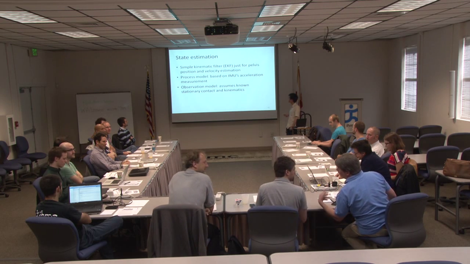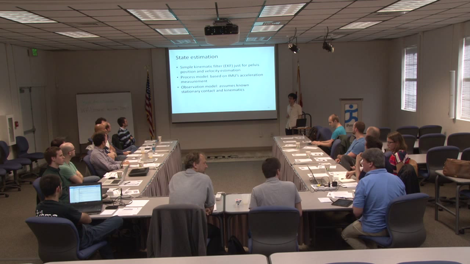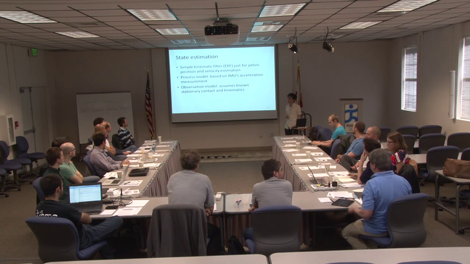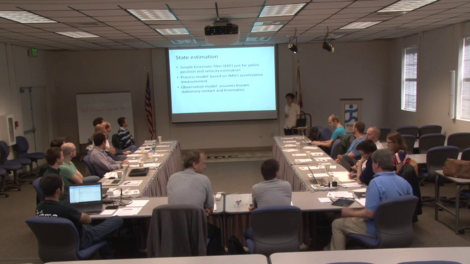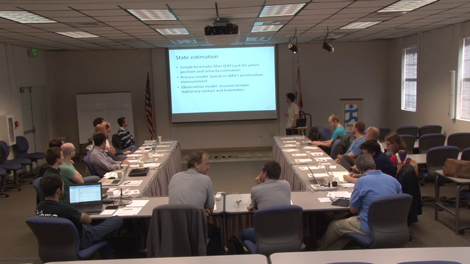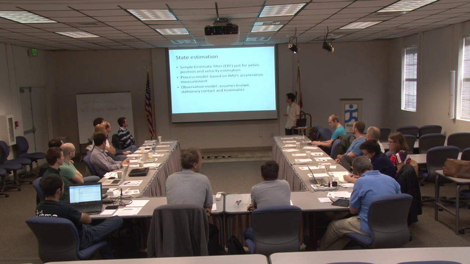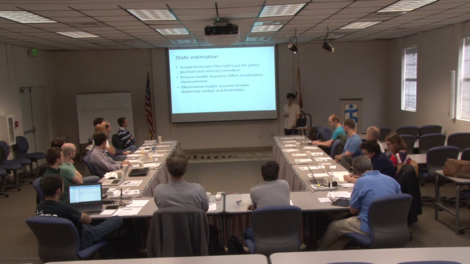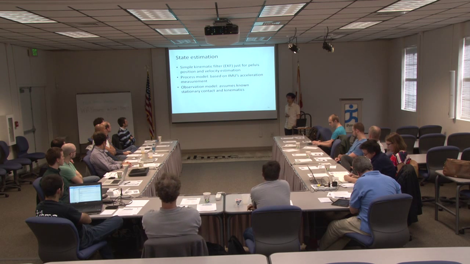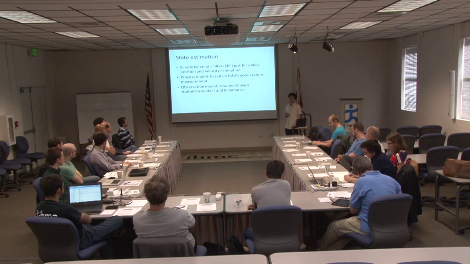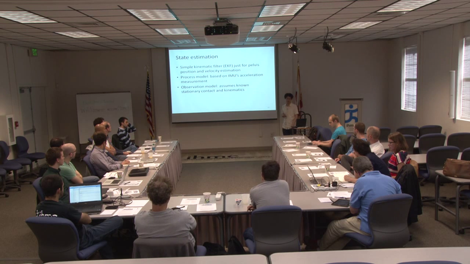So for the state estimator, we have a very simple EKF for just pelvis position and velocity. The IMU on Atlas was pretty good for orientation and angular velocity estimates, so we didn't include those. The process model is based on the IMU's acceleration readings, and the observation model basically assumes the contacts are not moving and we know where the contacts happened, and then we just use forward kinematics to update the states.